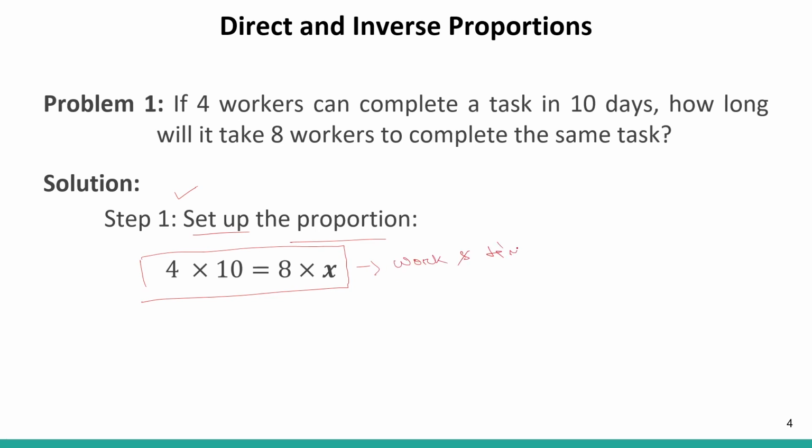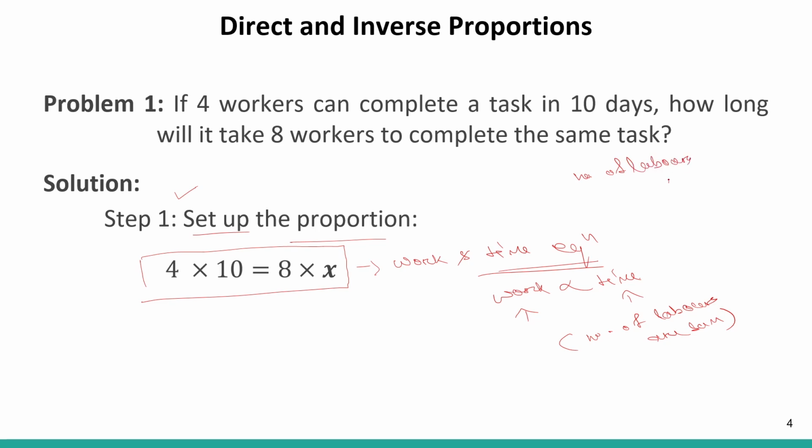We know that work is directly proportional to time. If work increases then time also increases, provided the number of laborers is the same. And the number of laborers is inversely proportional to time. As the number of laborers increases, time decreases, and as time increases, the number of laborers must have decreased. That is why the time has increased.